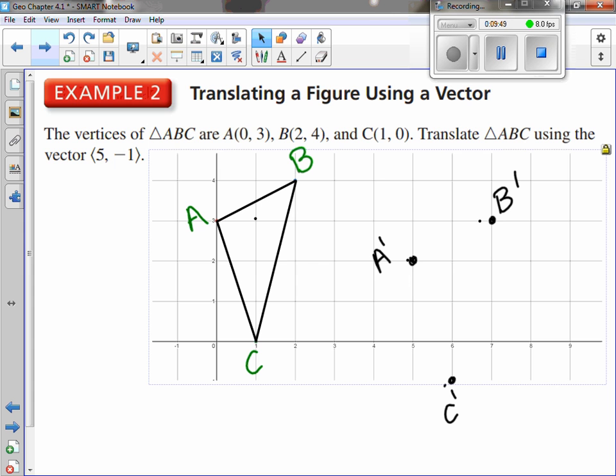Questions on this here? Now we can connect those dots. And if we do, we'll get our new shape, our new triangle. Triangle A prime, B prime, C prime. That's it. That's all we have to do. Questions on this here?